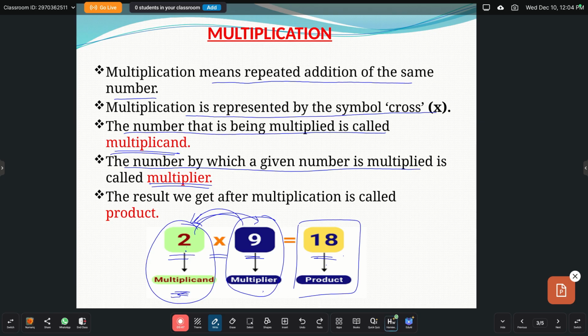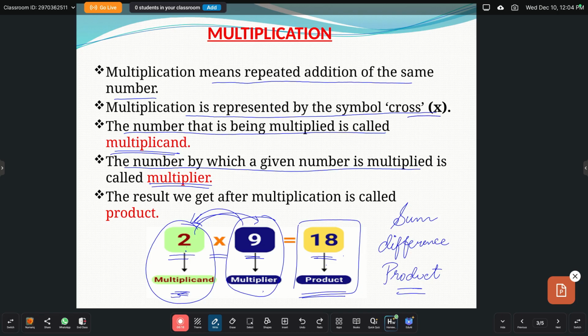Like in case of addition, the answer that we get after adding the numbers is known as sum. In case of subtraction, the result that we get after subtracting the numbers is called difference. In case of multiplication, the result that we get after multiplying the numbers is known as product. So always remember, multiplication means repeated addition of the same number.